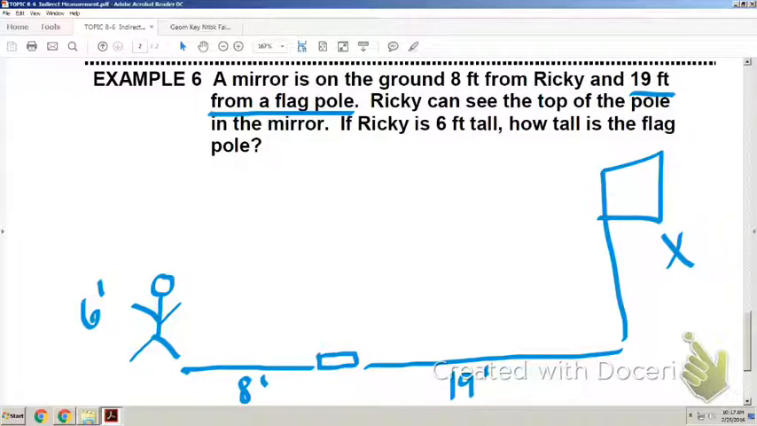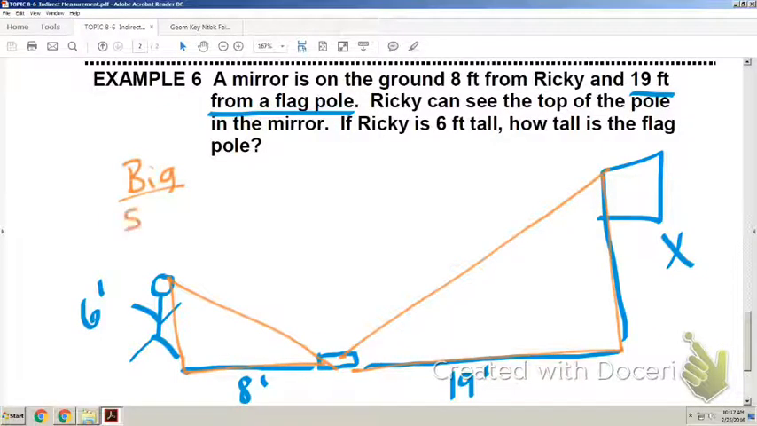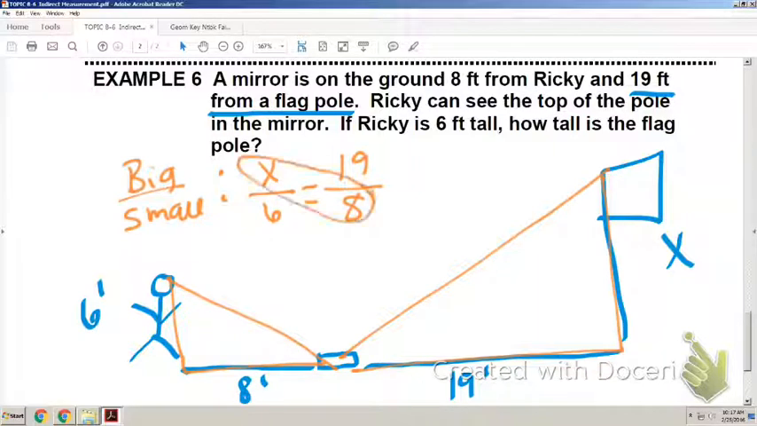If I make my two triangles, here they are. I've got my large triangle with the flagpole, small triangle with Ricky. So I need to find the height of the flagpole. So I'm going to continue using big to small. If I use the height of the flagpole first, I'm going to say X over, now the small height is Ricky's height, which is 6, equals the length from the flagpole to the mirror, which is 19 feet, over the length from Ricky to the mirror, which is 8. So now I can cross multiply and divide.